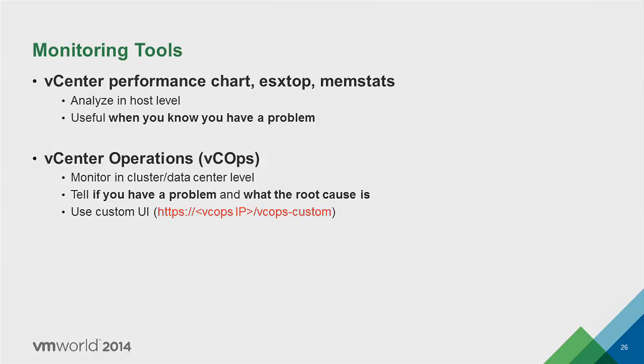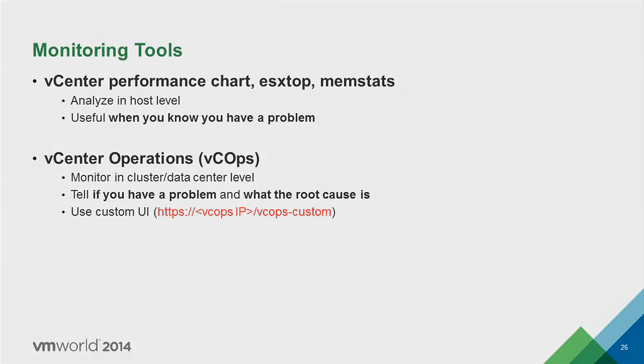Another tool is vCenter Operations, which is also well known as VCOps. You can use it to monitor the performance from a higher level, at the cluster and the data center level. It can not only tell you whether a server has a problem or not, but also tell you the root cause of the problem. One recommendation that I want to give is, please consider using the custom UI of VCOps instead of the standard UI if you don't know about that, because it provides much more useful counters and useful information. If you have not tried that, please give it a try. You will be surprised.